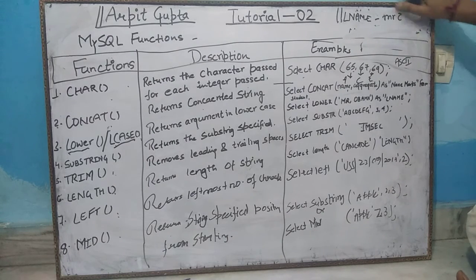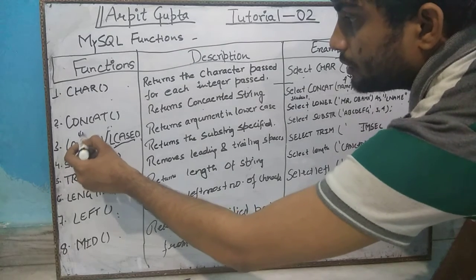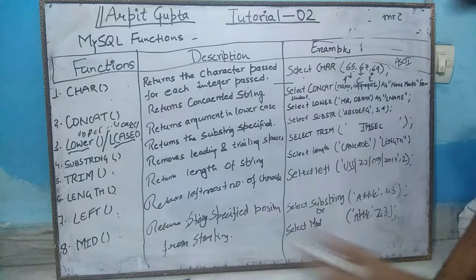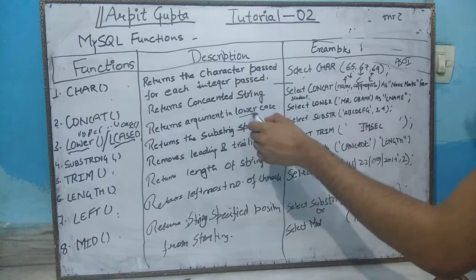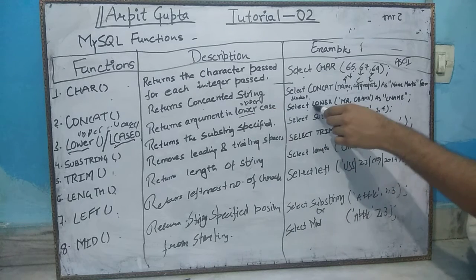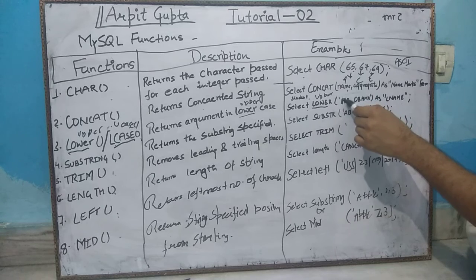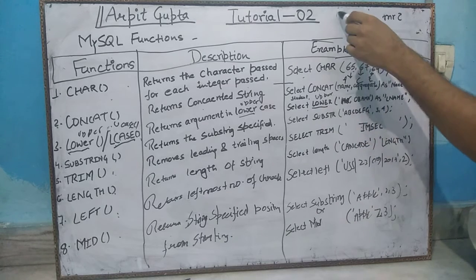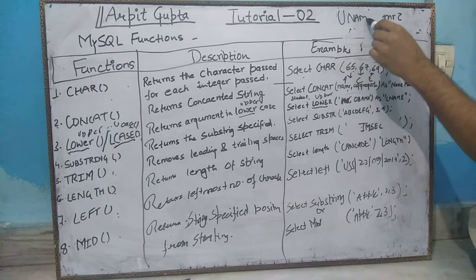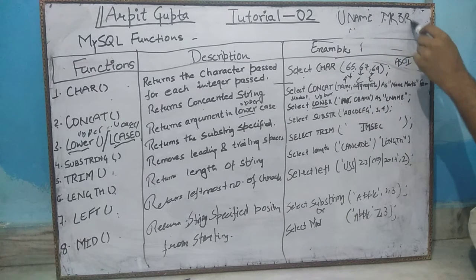Now similarly there is upper or U case. It returns the argument in uppercase. For example, select upper Mr. Obama as U name. It will give as output U name, Mr. Obama in capital letters.